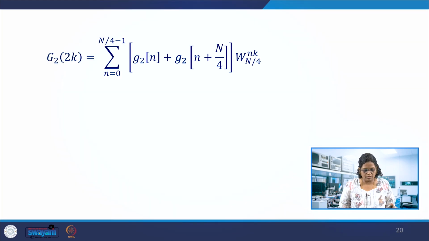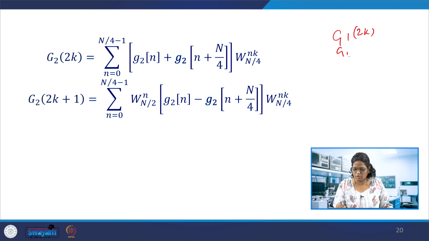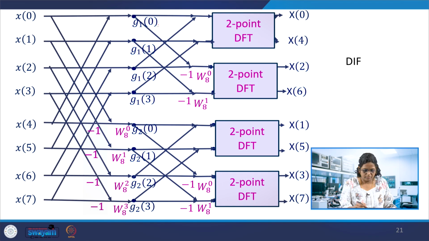Similarly, we do it. This is the case of G2, the next set: 2k, G2, 2k plus 1. So we take, in the decimation in time, G and H; here G1 and G2 for a difference. So G1 of 2k, G1 of 2k plus 1, and then G2 of 2k, and then G2 of 2k plus 1. So the four equations give the next DIF.